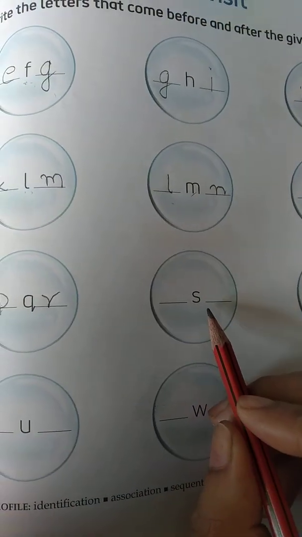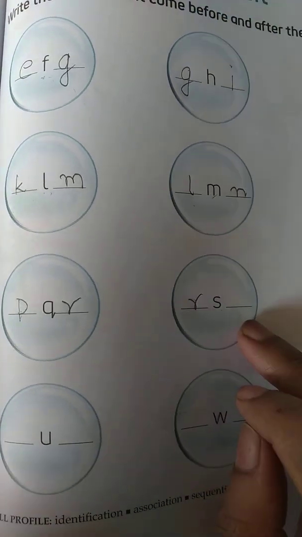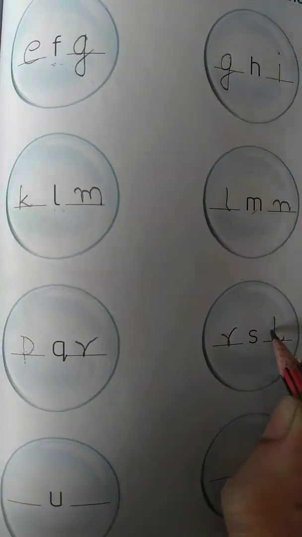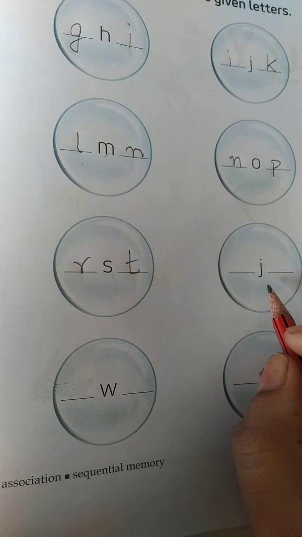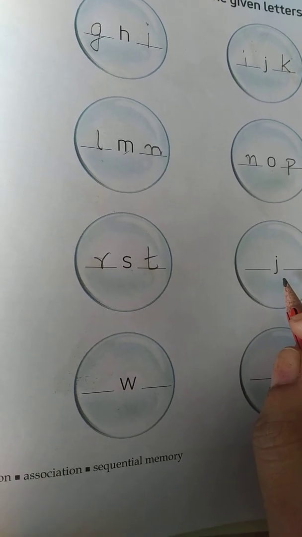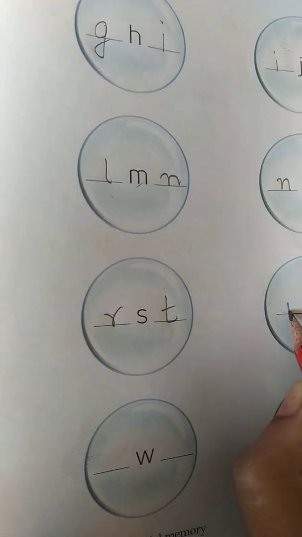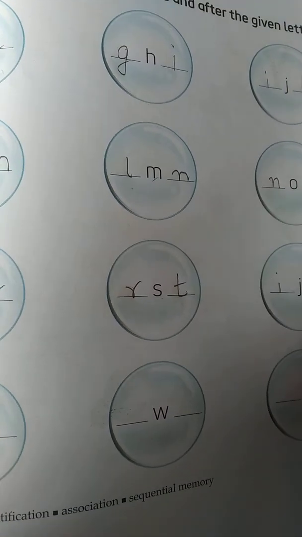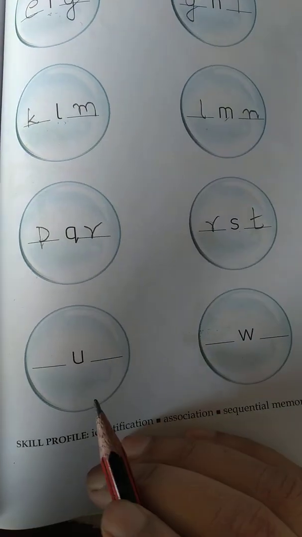So now this is small letter s. You have to tell me what comes before letter s. R. And what comes after letter s? Letter T. So you will write small letter T. Now this is letter J. Tell me what comes before letter J. Yes, letter I. So you will write letter I here. And now what comes after letter J? Yes, K.